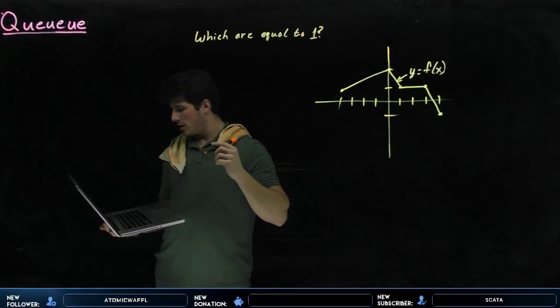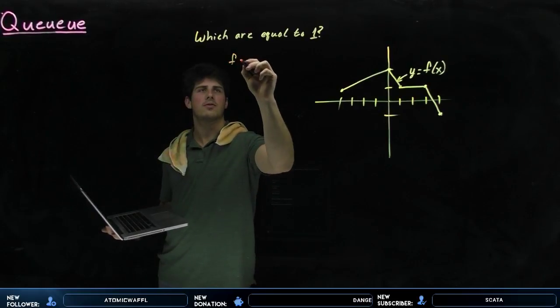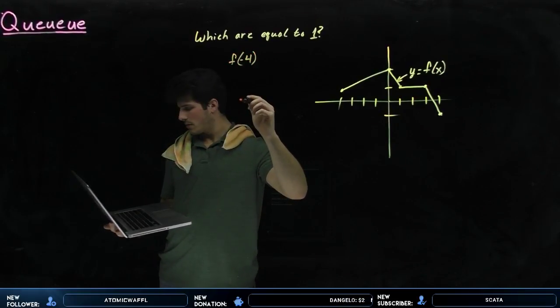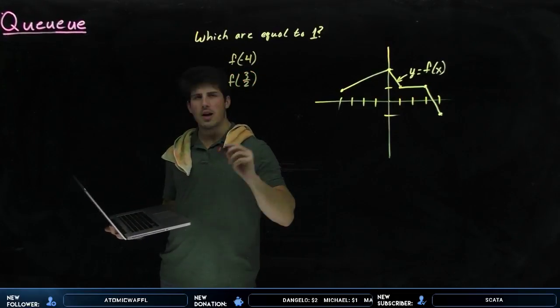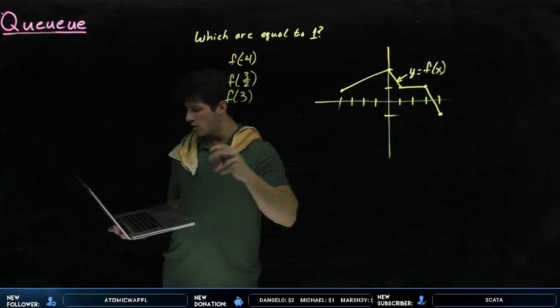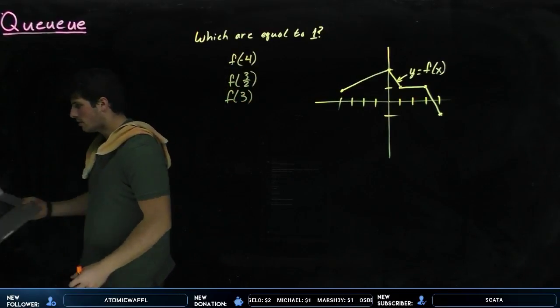Okay? We're given f of negative 4, f of 3 halves, and f of 3. Thank you, Brady. I'm going to hand this back to you now. Of course. Thanks.